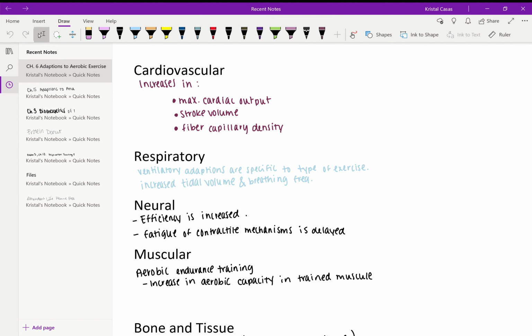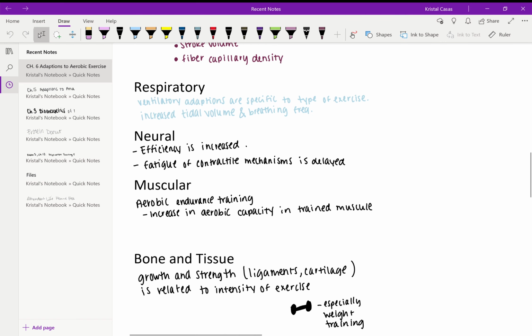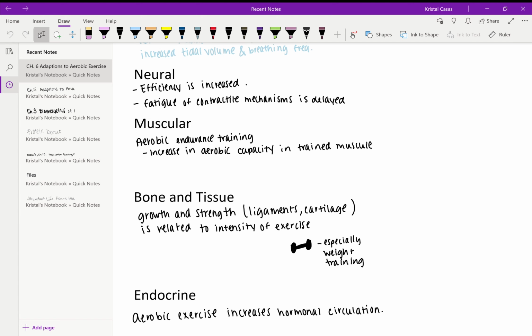Cardiovascular adaptations: increases in max cardiac output, stroke volume, and fiber capillary density. Ventilatory adaptations are specific to a type of exercise, and then there's an increase in tidal volume and breathing frequency. Neural efficiency is increased, and fatigue of contractile mechanisms is delayed. Muscular aerobic endurance training: increase in aerobic capacity in trained muscle.